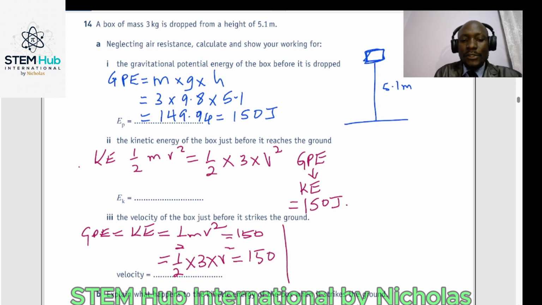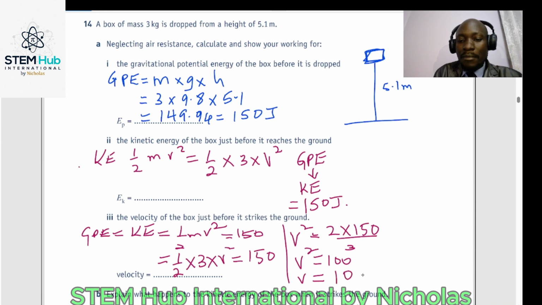If we make v squared the subject, we shall have that v squared is equal to 2 times 150 divided by 3. v squared is equal to 100. How do we get v? We take the square root on both sides, therefore v becomes 10 meters per second. Do not forget the units always.